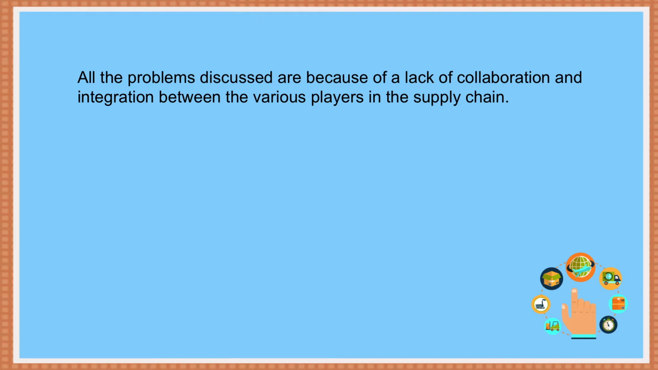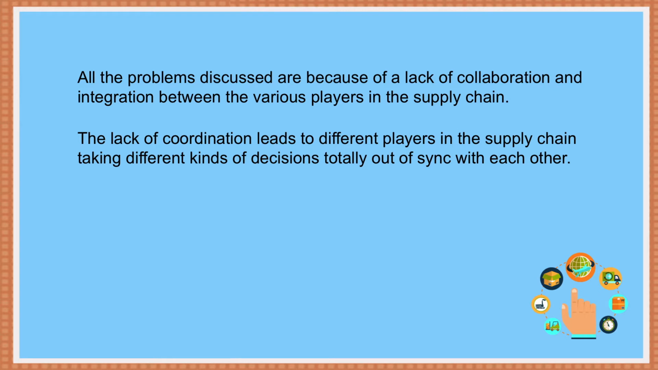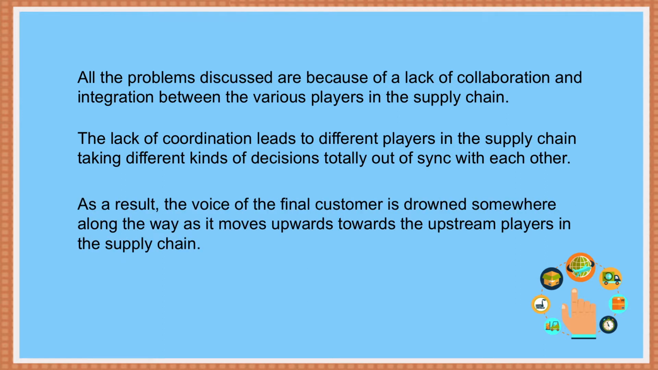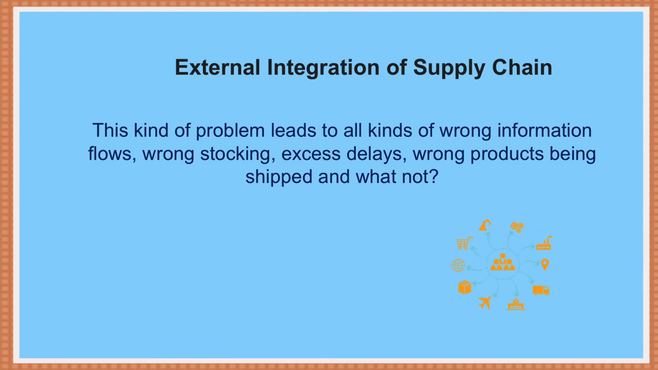All the problems discussed are because of a lack of collaboration and integration between the various players in the supply chain. The lack of coordination leads to different players in the supply chain taking different kinds of decisions totally out of sync with each other. As a result, the voice of the final customer is drowned somewhere along the way as it moves upwards towards the upstream players in the supply chain. This kind of problem leads to all kinds of wrong information flows, wrong stocking, excess delays, wrong products being shipped, and whatnot.